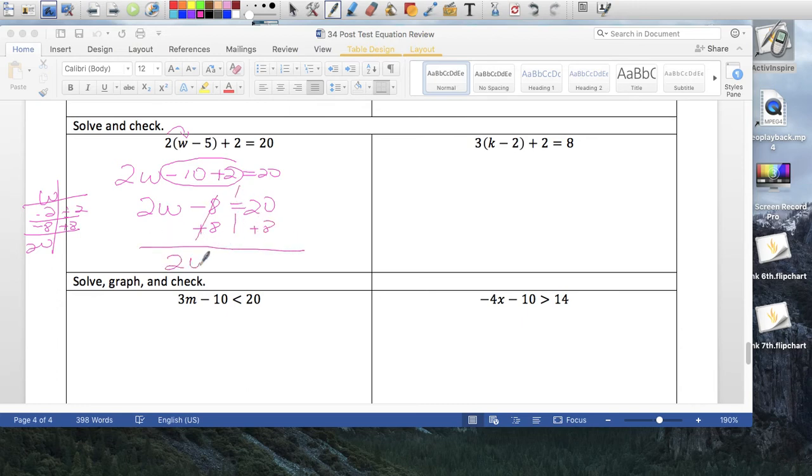So I get 2W equals 28. Divided by 2, divided by 2. And W equals 14. Over here, and then we can do the check. Okay, so I'm going to leave that to you.